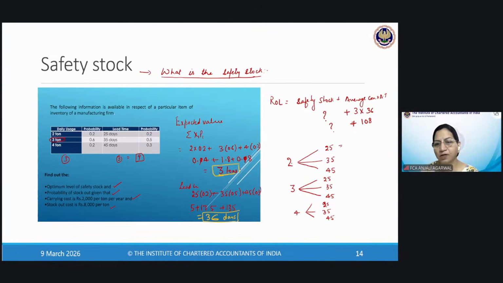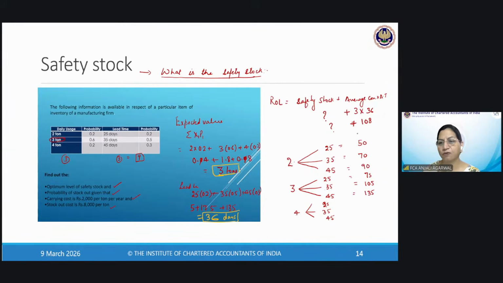So what will be your consumption in this period? 2 into 25, 50 tons. 2 into 35, 70 tons. 2 into 45, 90 tons. 3 into 25, 75. 3 into 35, 105. 3 into 45, 135.